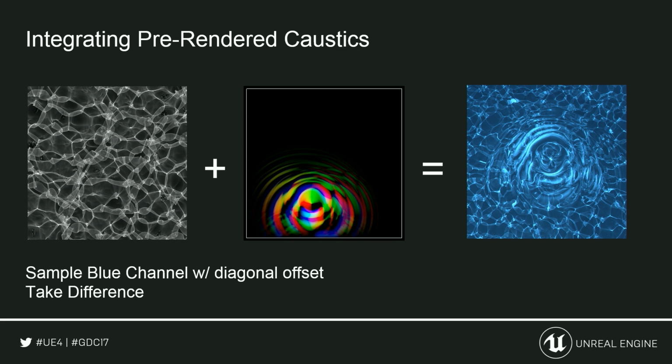And so this is kind of what that looks like in action. On the very left, that's a tiling sub-UV caustic snapshot rendered from this blueprint over here. And then the center frame is actually the normal map of some ripple solver.